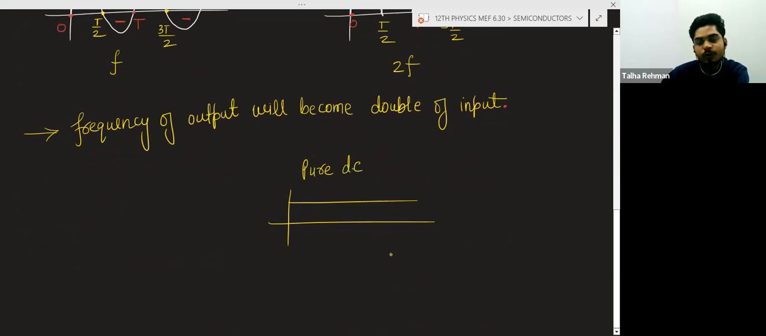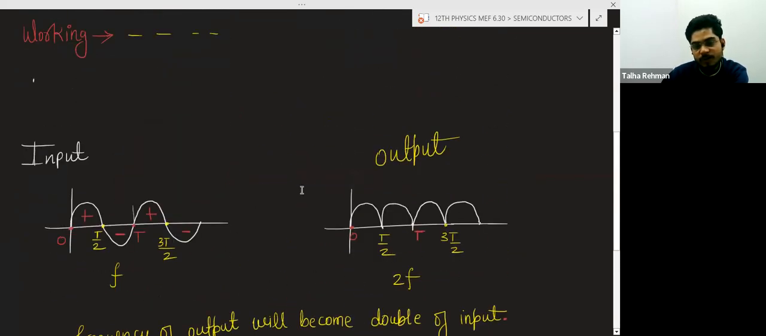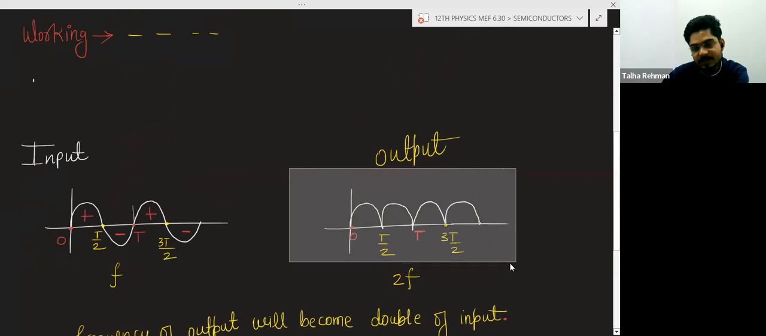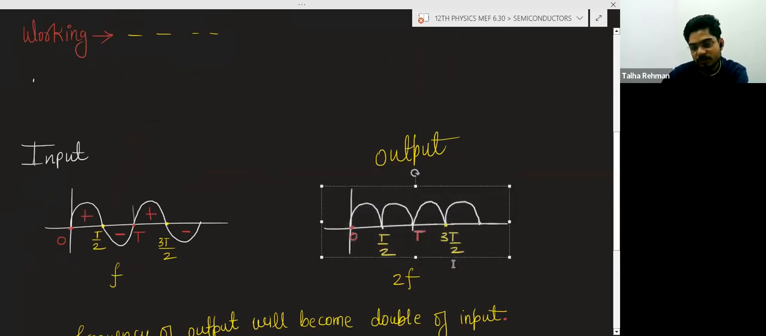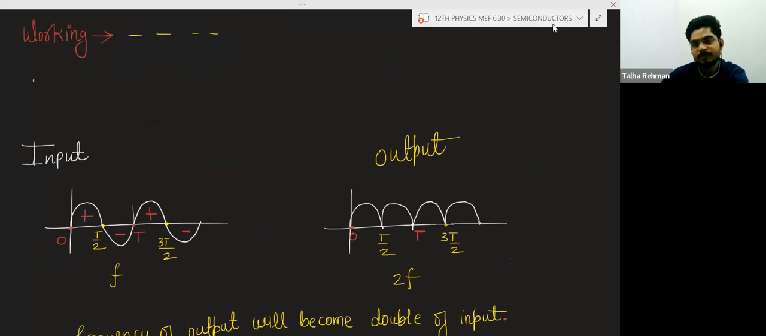So to get the pure DC, what we will do? In this, there is some component of AC also. So we will filter that AC component. And to filter that AC component, we will use the filter circuit. So next topic is the filter circuit. Okay, sir.